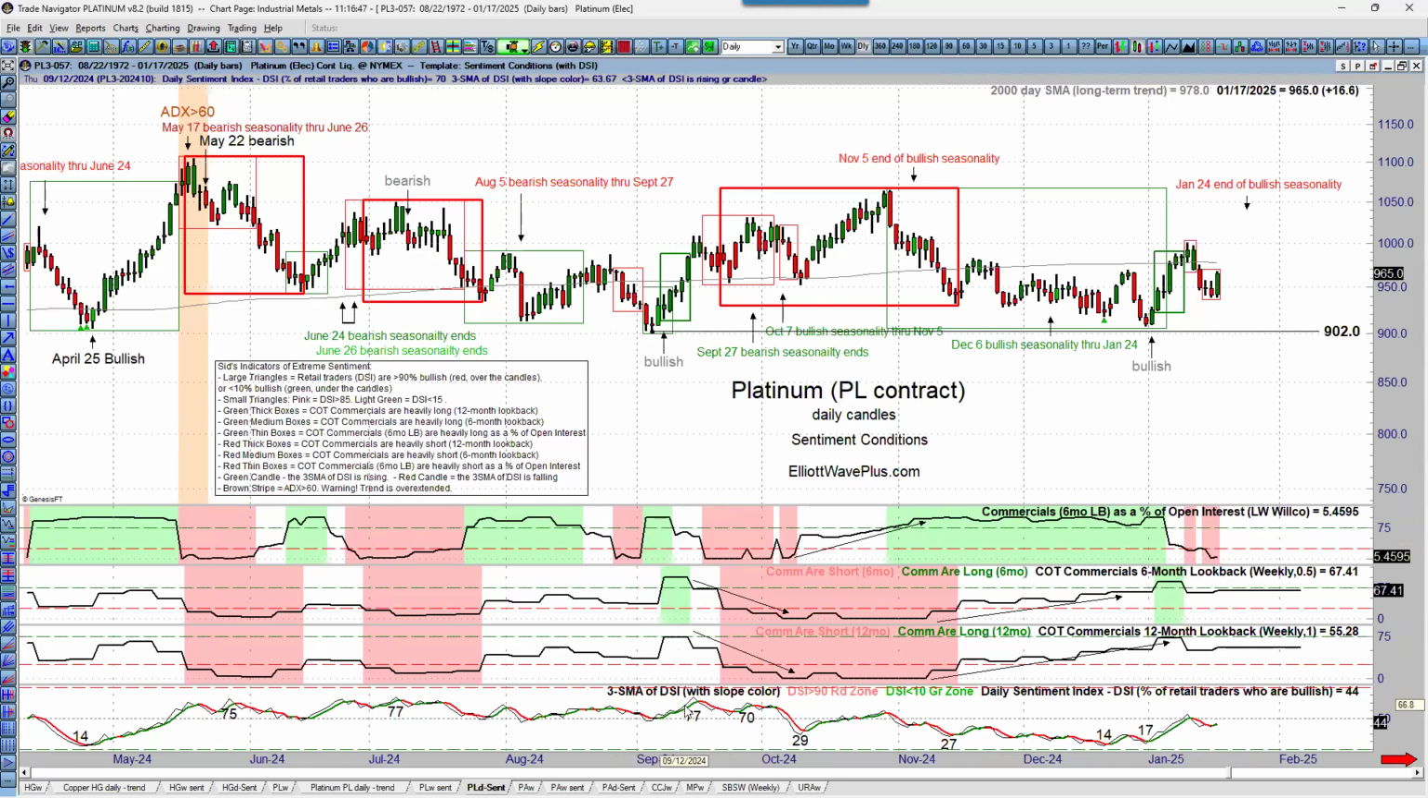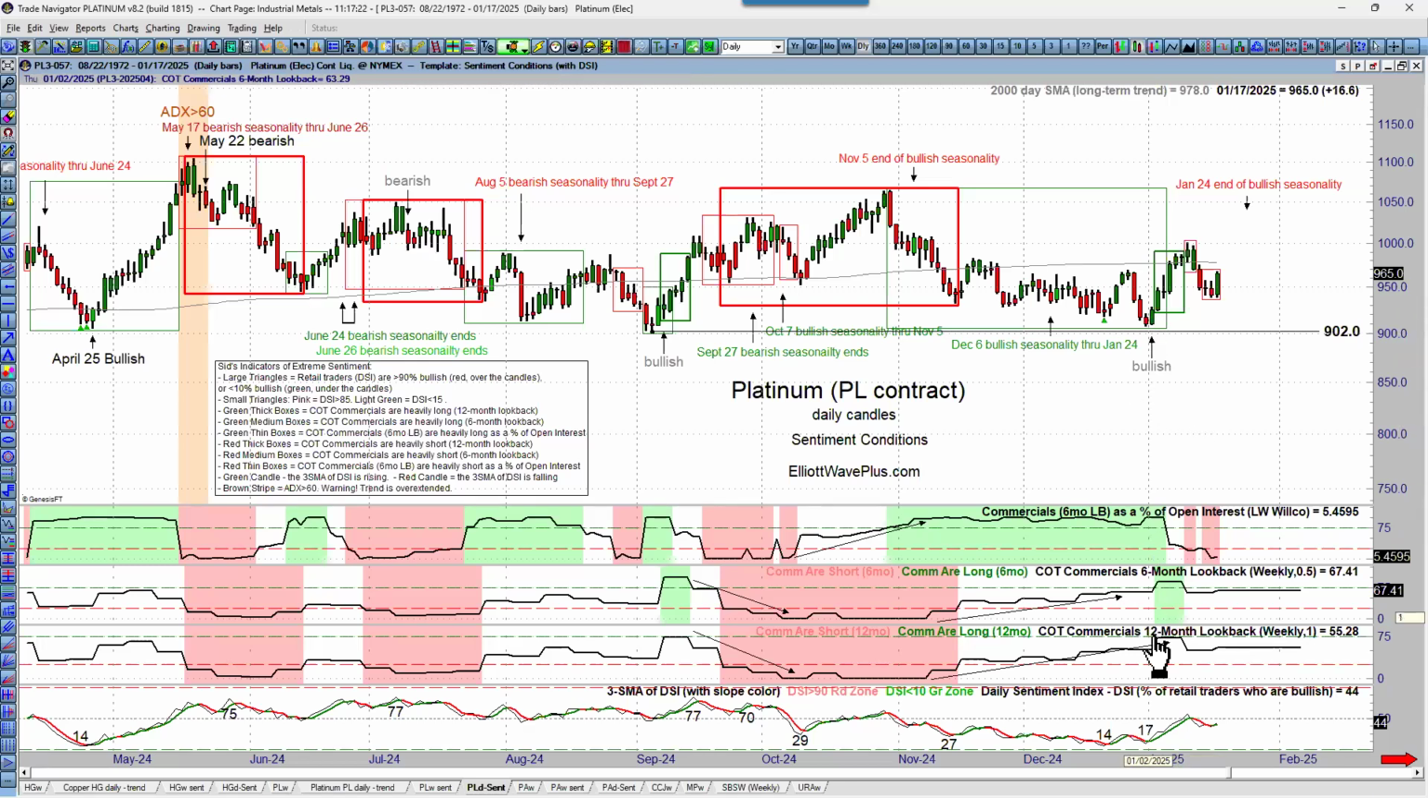Commercials heavily long, retail heavily short, only really because of commercials. This was a bearish juncture. Commercials heavily short, retail heavily long. That was a perfect bearish juncture. This also was a bearish juncture. But once you move past the juncture, then sentiment is less meaningful. It basically is only meaningful at these fully stretched points.